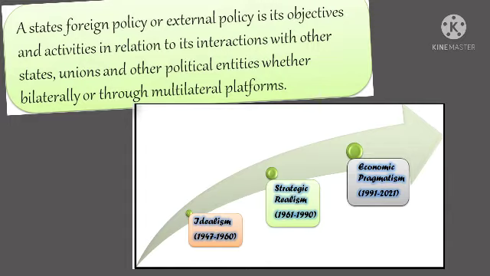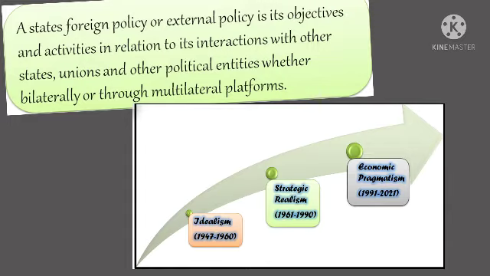Now, further, we saw an evolution in our foreign policy. In 1991, we introduced the LPG reforms, that is liberalization, privatization, and globalization. We opened up our economy. Now, from here, we started the policy of economic pragmatism.